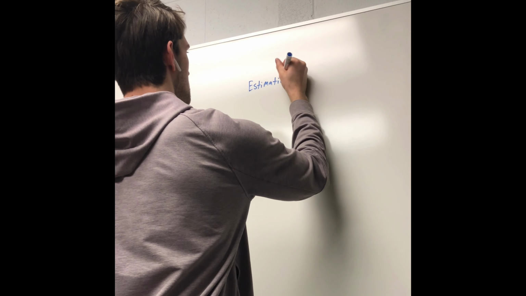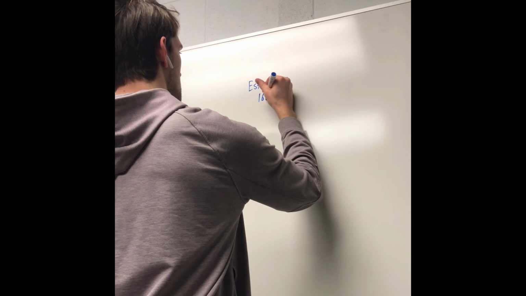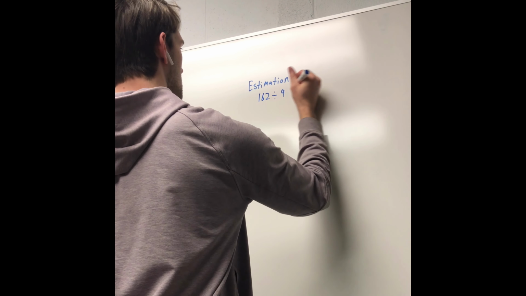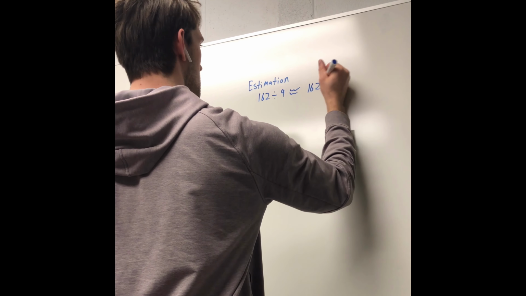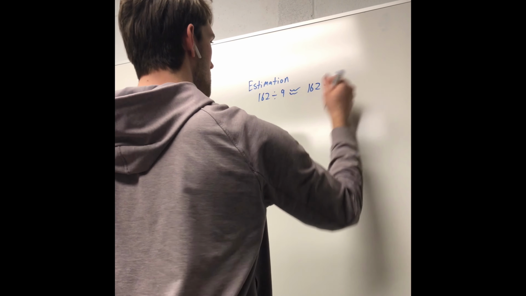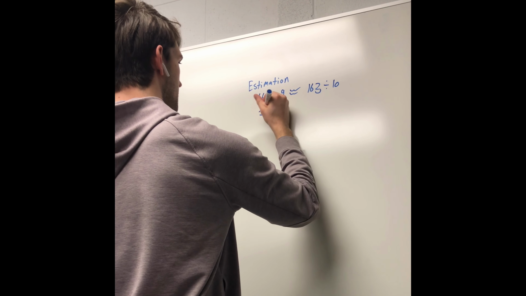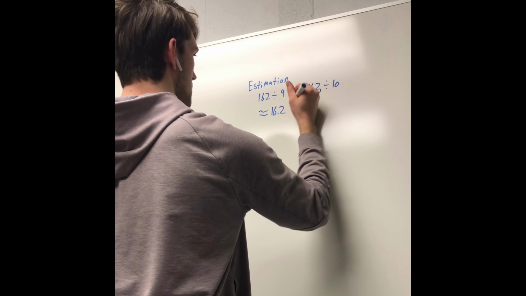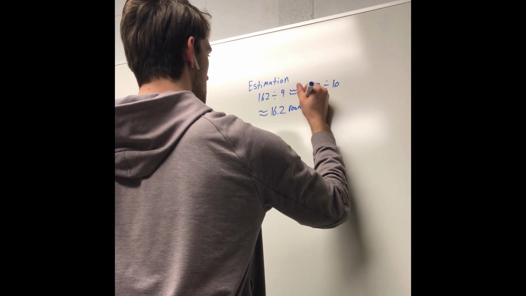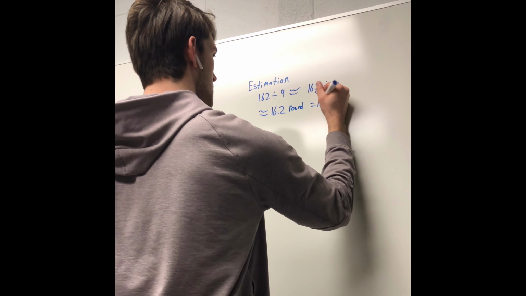First we're going to start off with an estimation. My equation is 162 divided by 9. What I'm going to do is round that up to 162 divided by 10, which gives me an approximate of 16.2. Thank you, Tom. And then we can round that down to 16. So my estimation is 16.